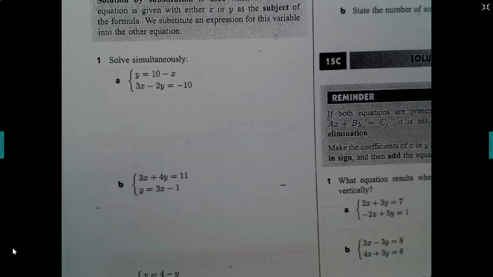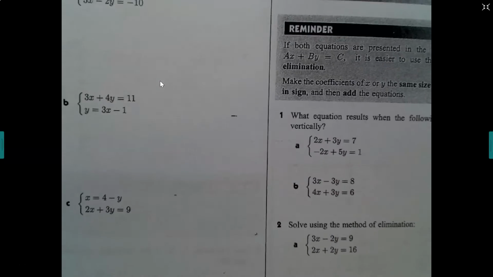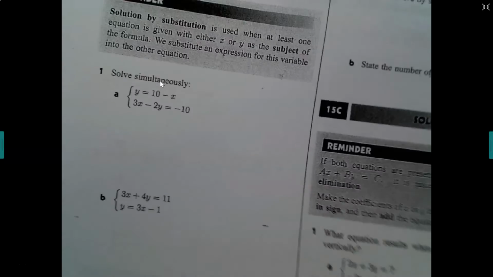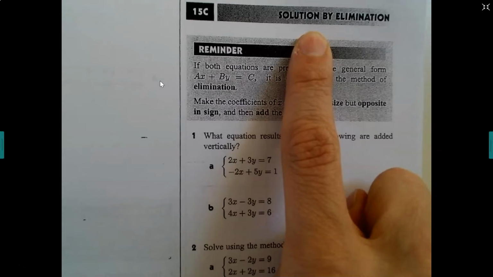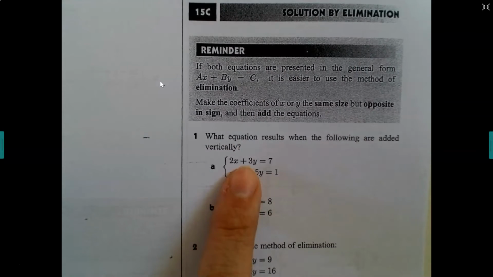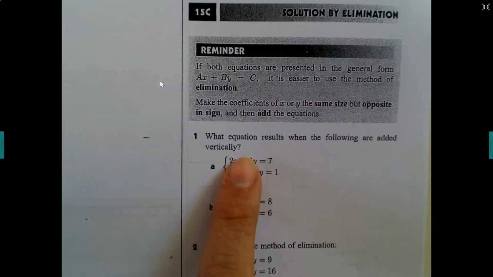So when we're solving by substitution, we generally like at least one of these formulae to be in y-intercept form or gradient-intercept form. And I'll explain why in a second, because when we use elimination, the equations are generally written in general form. So if you have a look over here, solution by elimination, you can see that those are both in general form.